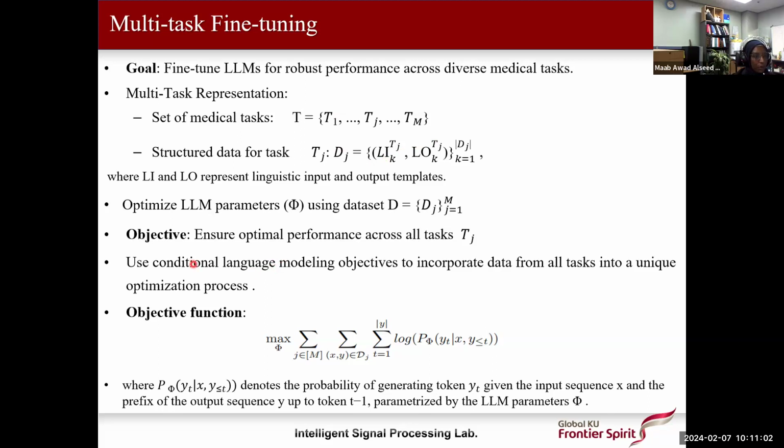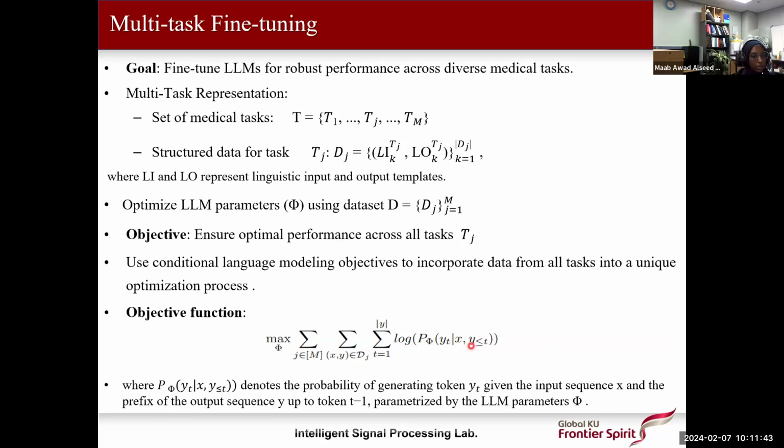So we need to find some sort of conditional language model objective function that could achieve this goal. So here they proposed this objective function, which they iterate for different tasks, and for each task its dataset, and for each dataset the output probability will be in this format.